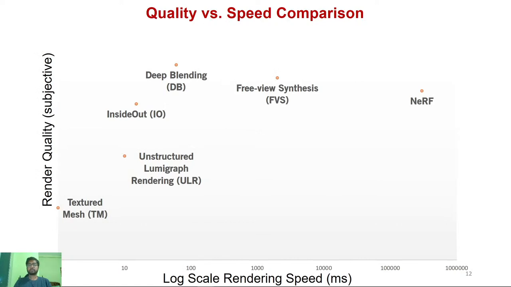If we plot the landscape of IBR algorithms in terms of performance versus subjective quality of renderings, we will come up with a chart like this. On the x-axis, we have the rendering speed in milliseconds, and on the y-axis, we have subjective rendering quality. Textured mesh is fast, but lacks view-dependent effects. Unstructured Lumigraph rendering and Inside Out are performant, with Inside Out correcting many of the artifacts we see in Unstructured Lumigraph. Neural rendering methods of Deep Blending and Free View Synthesis go one step further than Inside Out, but at the cost of performance. Ideally, we would like a new image-based rendering algorithm to be placed somewhere around here. Any gain in performance at a quality better or on par with Deep Blending is desirable.